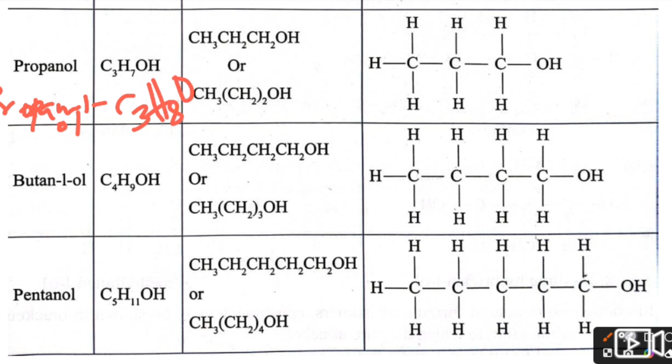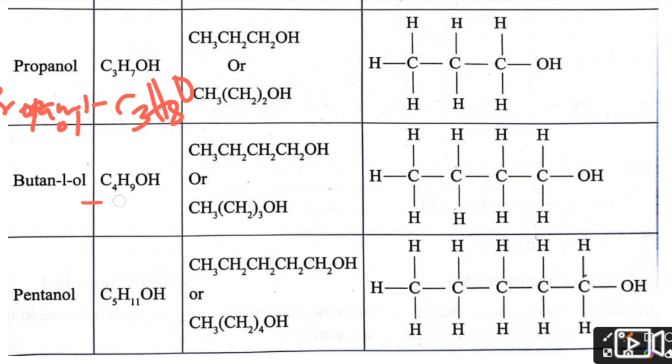Next, let's see the open structural formula. The way you see, we have 3 carbons, 1, 2, 3. Then we have 7 hydrogens: 1, 2, 3, 4, 5, 6, 7. Then the functional group will be placed there. To name this compound, we are going to have propan-1-ol. Then next, we are going to go to butan-1-ol.